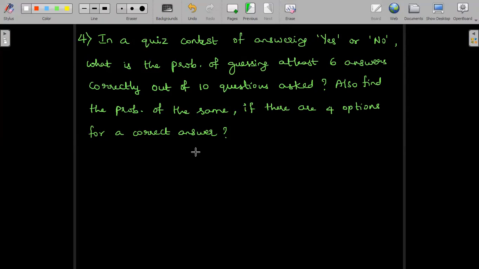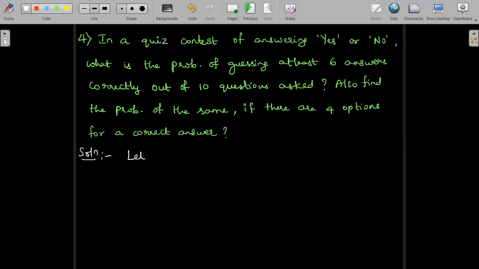In each case, of course, the probability of success and the failure changes. But n remains the same because n is equal to 10 questions being asked for us, no? So n is equal to 10 remains the same in both the cases. But the probability of guessing the correct answer changes in both the cases. So probability of success changes means obviously failure changes. So P and Q change in each case. So let's see one by one.